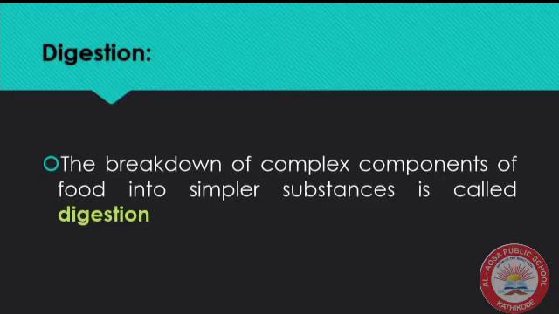For example, carbohydrate is a nutrient that our body needs. But carbohydrate is a complex form. It should be first broken down into glucose. Only then our body can utilize it or use it. So, glucose is the simplest form of carbohydrate. So, digestion is the breaking down of complex components of food into simpler substances.